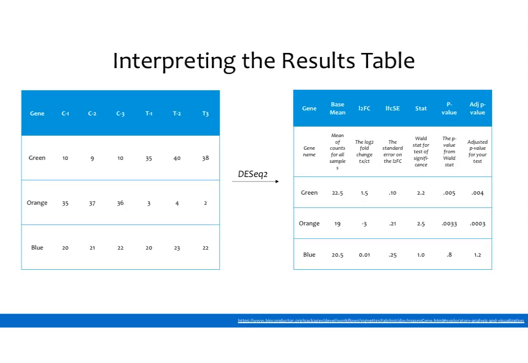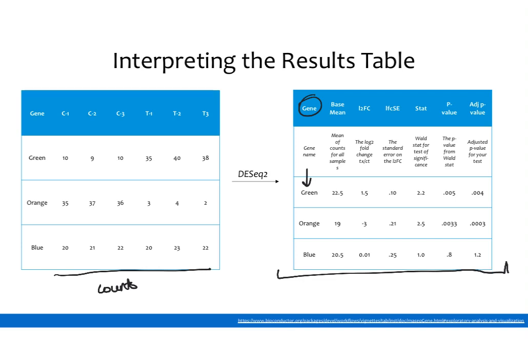So now let's understand this results table. So this was the table we put in. This was our counts. And we ran DESeq2 on it, and we got a results table. So this table has a few different things. So the first thing it has is the gene. This is just going to be the name of your genes.